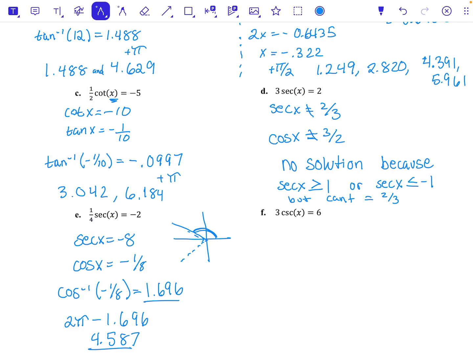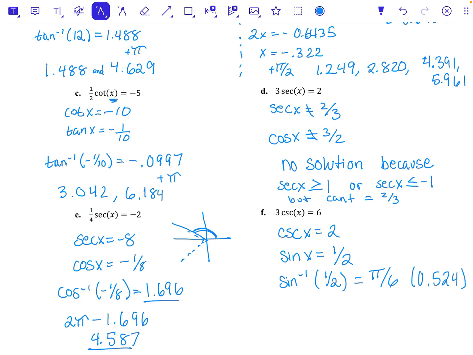All right. Similarly, but this time with cosecant, we have a 3 here. Cosecant of x equals 2. Cosecant is the reciprocal of sine. So sine of x equals 1/2. Now, this actually happens to be a trig value that comes up with some exact measures, and sometimes people actually have this value memorized. But it is pi over 6. If you put it in your calculator, you might get 0.524.